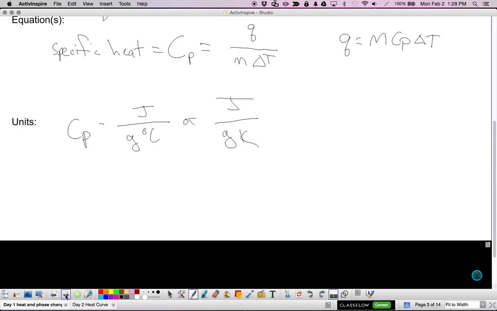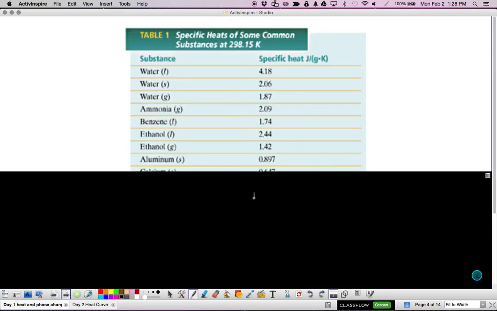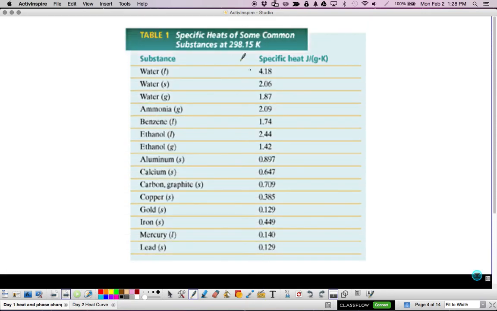All right, the next thing that I want to do is show you a table from your textbook that has a bunch of specific heats of common substances. I want you to pause, look at this, and see what you notice. You're going to come up with some things, and they'll be interesting things. So pause it and think.